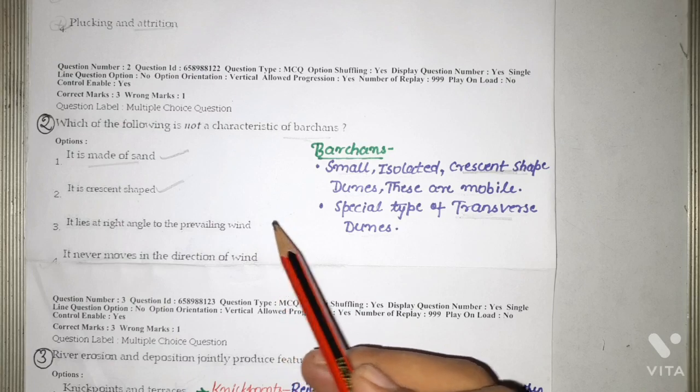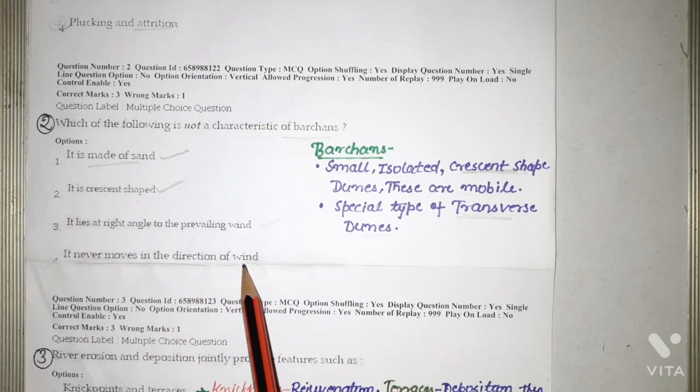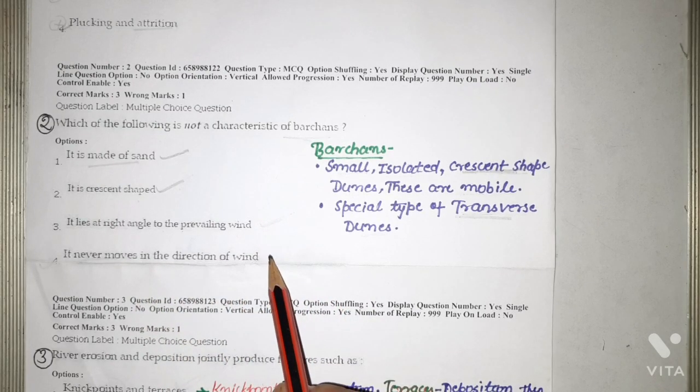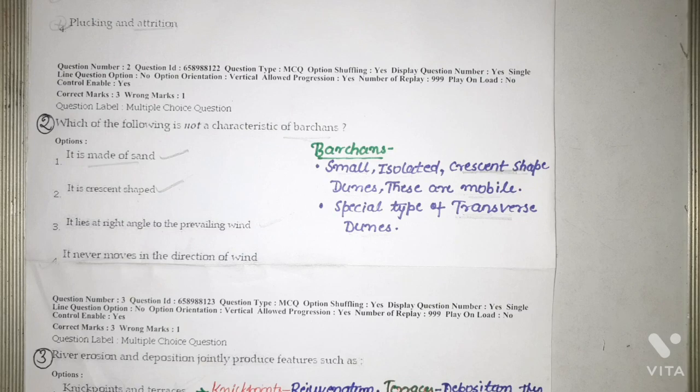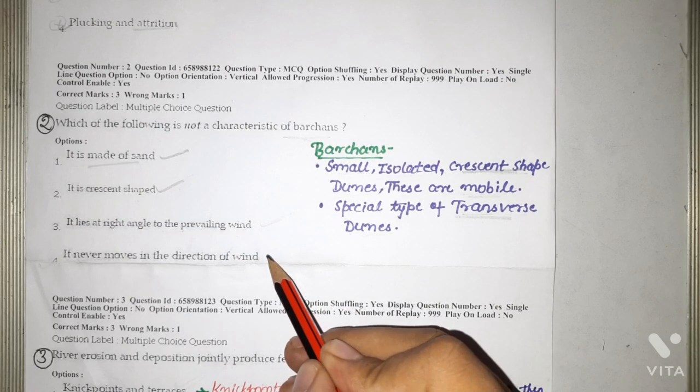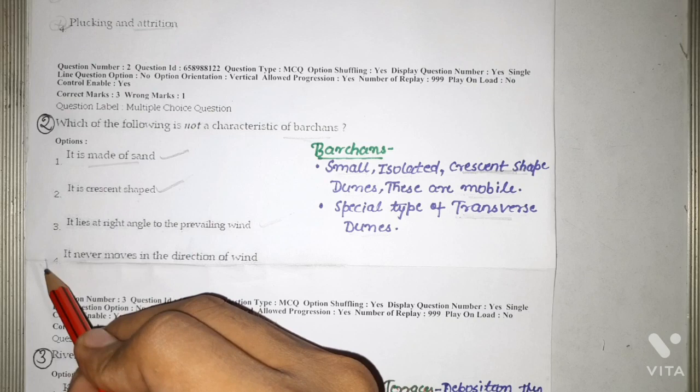This is also a characteristic of barkans as it is a type of transverse dune, so it lies at right angle to the prevailing wind. Now, it never moves in the direction of wind. This is incorrect because this is not a characteristic of barkans, because barkans are mobile sand dunes, that is, they move in the direction of wind. So, this is not a characteristic of barkans, and this is the correct answer of the question.